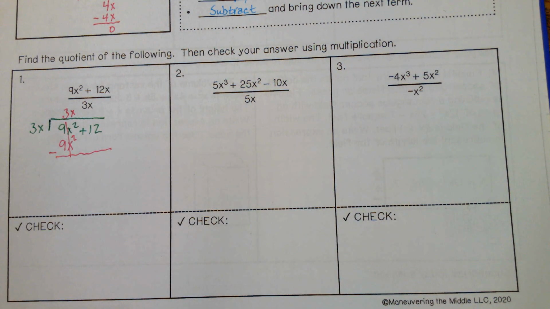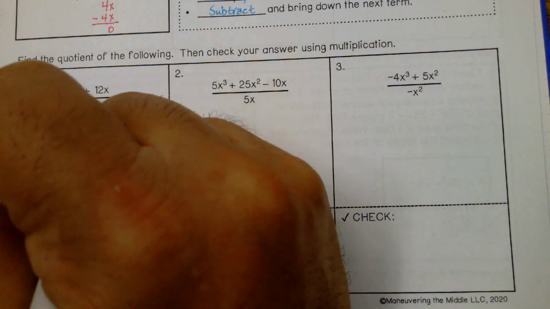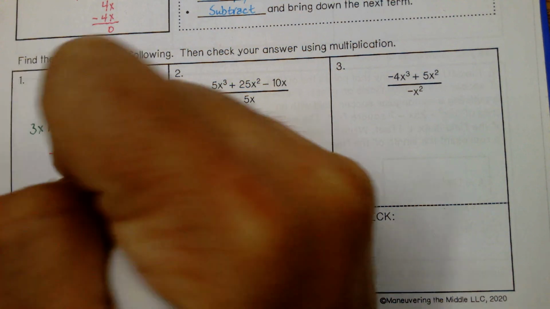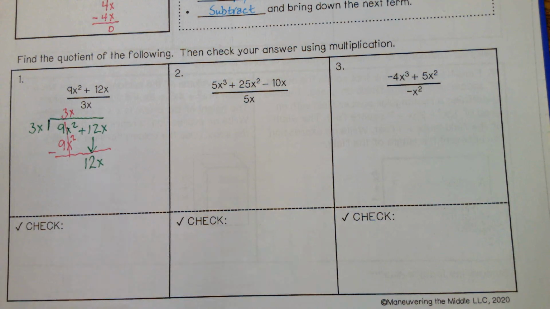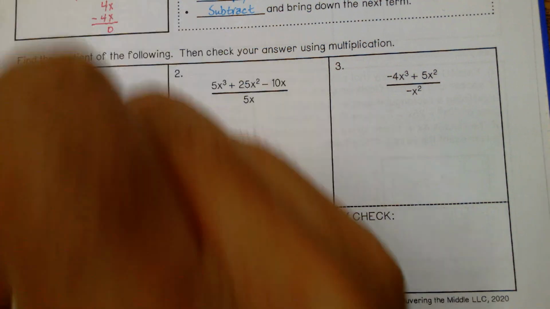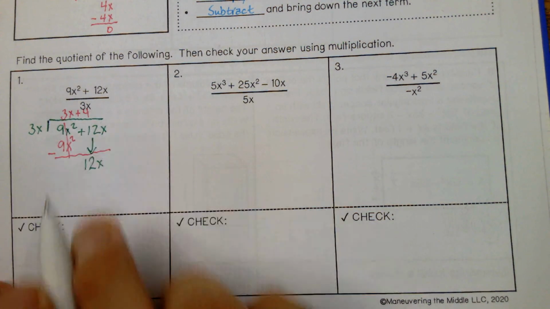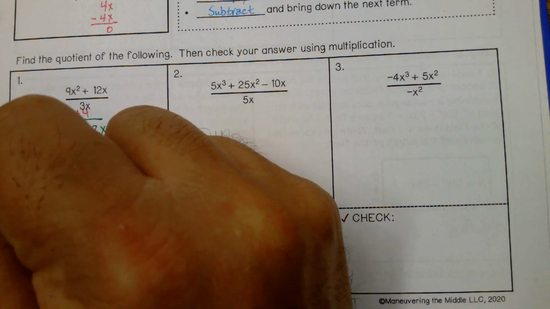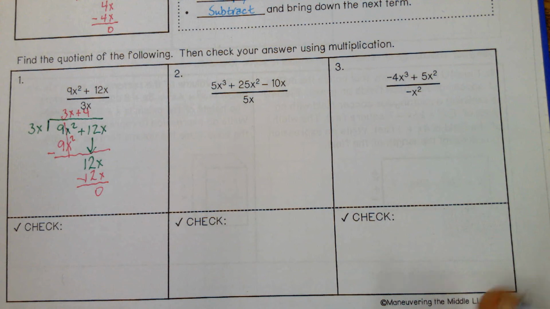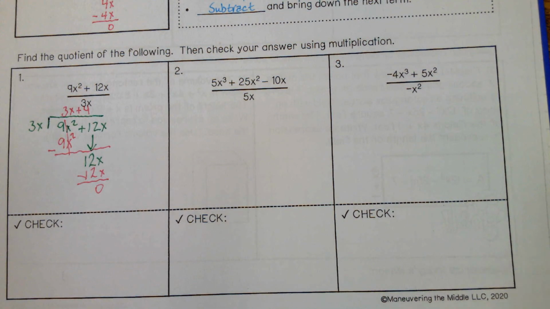Cancel. Oh, I forgot the x here. Sorry. So bring down the 12x. So 3x times what gives me 12x? 4, so plus 4. Okay. And 4 times that is 12x. Apply the minus. You get 0. So it looks like we got 3x plus 4.